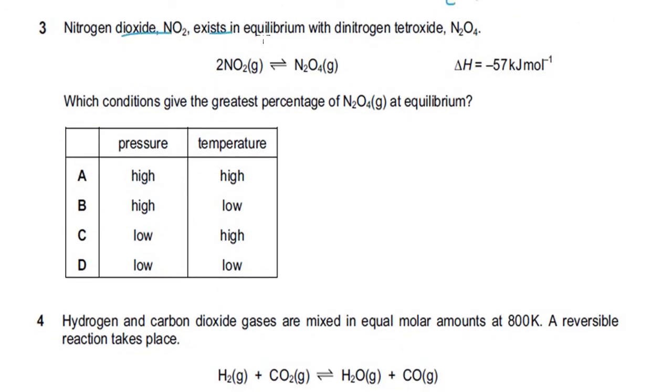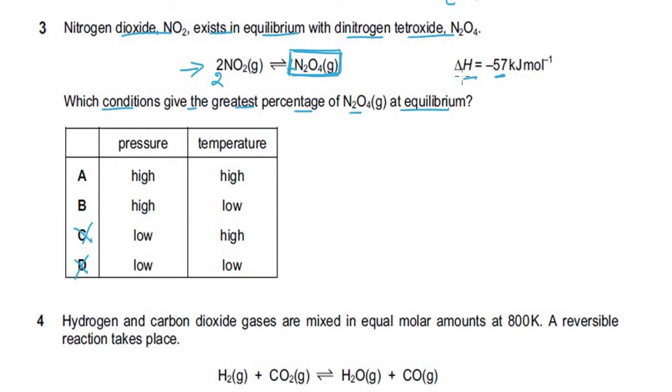Nitrogen dioxide exists in equilibrium with dinitrogen tetroxide, and the equation is given here with the enthalpy value of -57, that is, the reaction is exothermic. Now the question is, which conditions give the greatest percentage of N2O4 at equilibrium? Looking at the equation, dinitrogen tetroxide has 1 mole, while nitrogen dioxide has 2 moles. That shows that the product side, dinitrogen tetroxide, has a lower number of molecules. So if we want a greater percentage of dinitrogen tetroxide, we should have a higher pressure. So options C and D get eliminated.